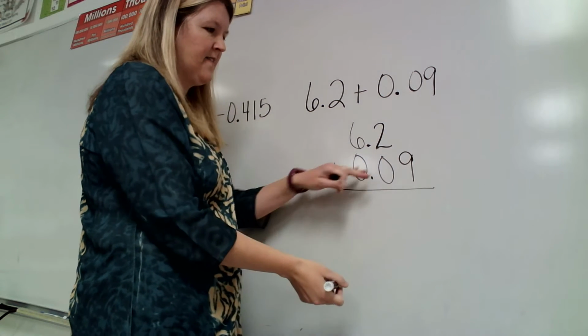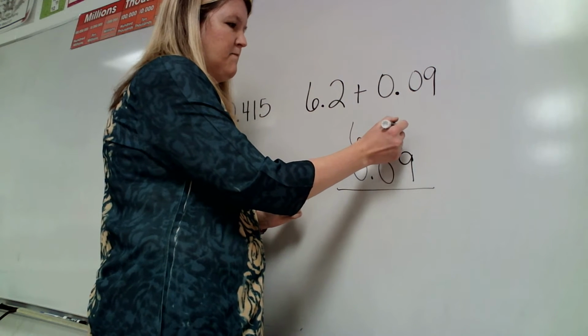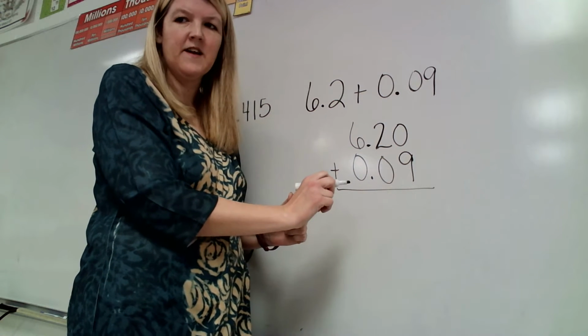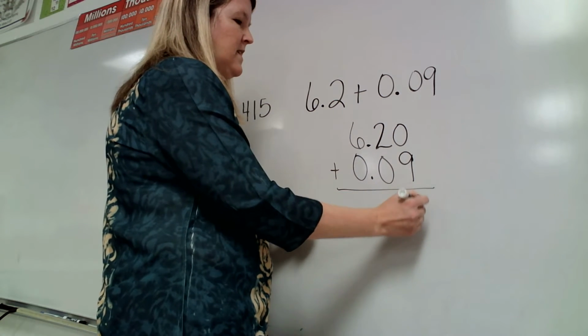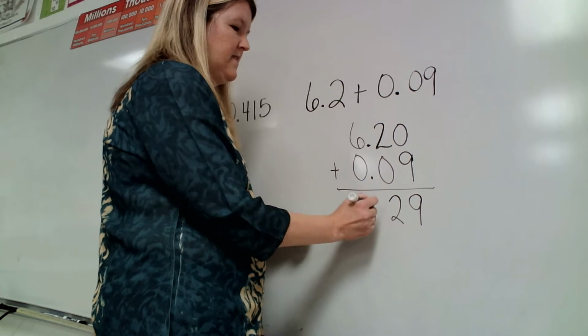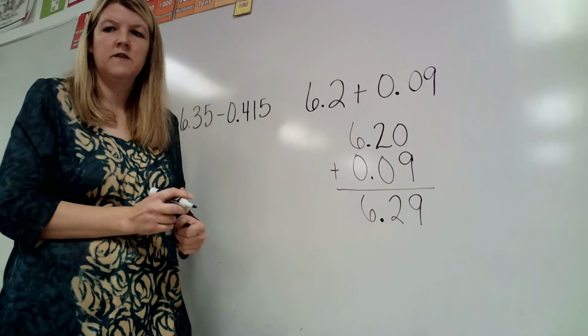So whenever I add this together, I can put a 0 here so that I have the same number of place values. That just makes sure that I keep everything lined up. So this is going to be 9. 2 plus 0 is 2. And then 6 plus 0 is going to be 6. So this one is 6 29/100.